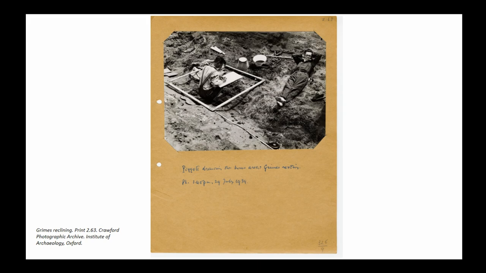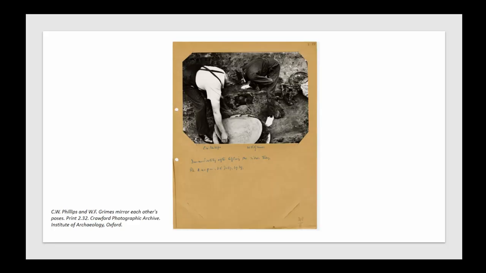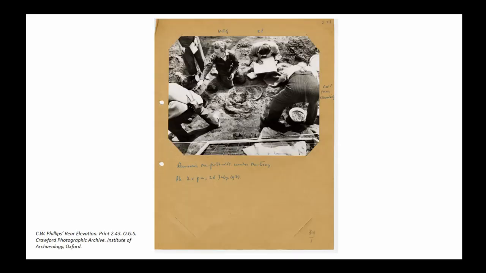this is print 263 in the Crawford archive. So here we've got Grimes. He's not only lounging on the floor, but gazing almost quite insolently into the camera. He's giving Crawford a bit of a cheeky grin there. Or we've got print 232, in which Phillips and Grimes mirror each other's pose. And it's this rather unflattering view as they awkwardly straddle the raised complex underneath the Anastasius dish. And this is my personal favourite. So in this one, Crawford is labelled Charles Phillips's rear elevation. He's quite mean to Phillips throughout his archive. It's not the only time he does that.